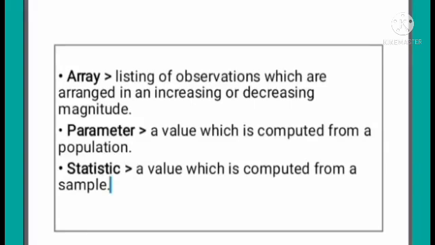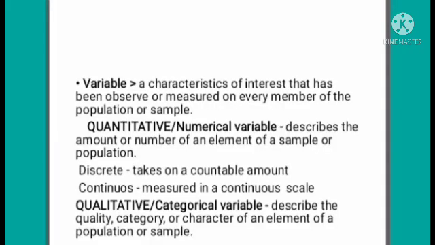Next, array. A listing of observations which are arranged in increasing or decreasing magnitude. Parameter, a value which is computed from a population, and statistic, a value which is computed from a sample. Variable, a characteristic of interest that has been observed or measured on every member of the population or sample. There are 2 variables, quantitative numerical variable and qualitative categorical variable. Quantitative numerical variable describes the amount or number of an element of a sample or population.